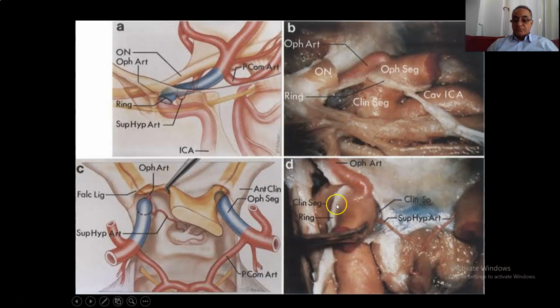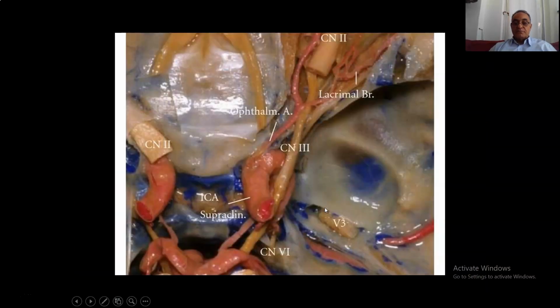View from above, the ring surrounding the carotid, ophthalmic artery arising here, and superior hypophyseal artery should be arising here. Another view from above, ophthalmic artery under cover. We took out the optic nerve on the right side because it is under the optic nerve, reaching the PCOM. Between the ophthalmic artery and the PCOM, this is the ophthalmic segment, giving the ophthalmic artery, and here the superior hypophyseal artery.